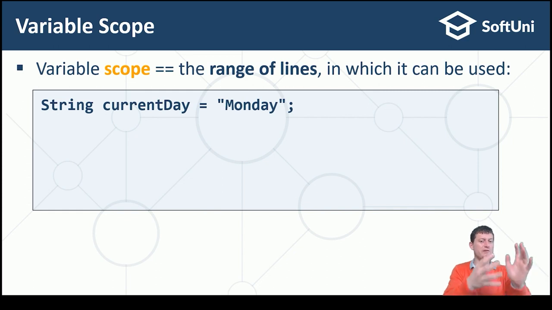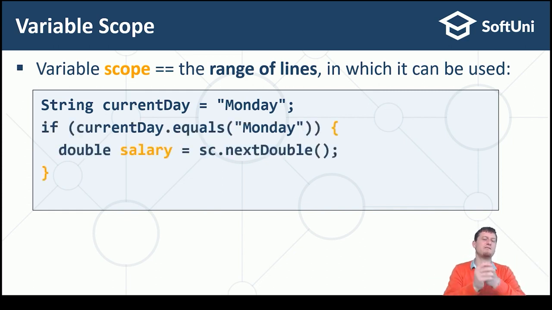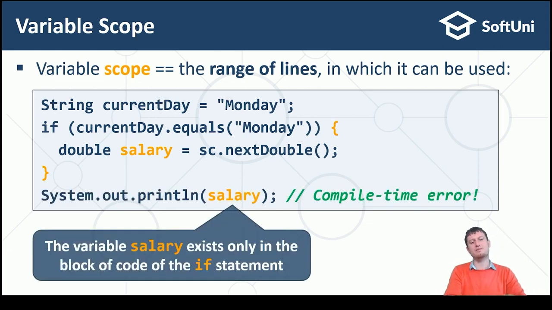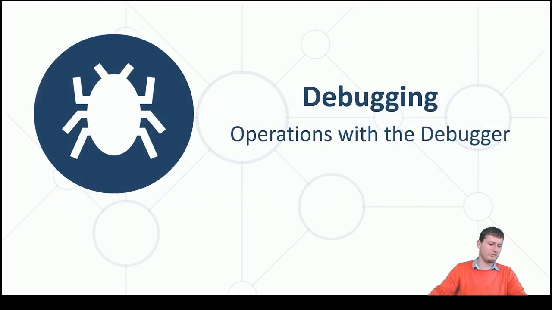Scope is the range of lines where a variable can be accessed. Variable scope starts from the opening curly bracket and stops at the closing curly bracket. And that's all. It's very simple. Okay, let's go ahead with the next topic.